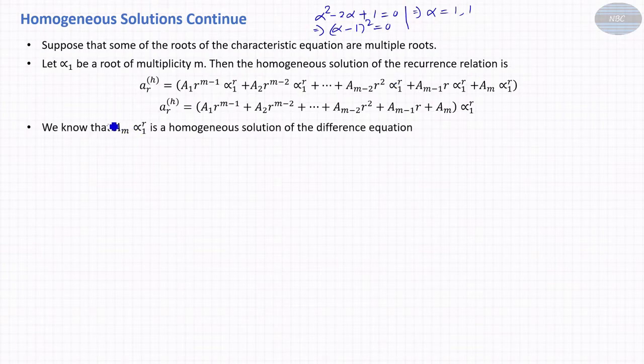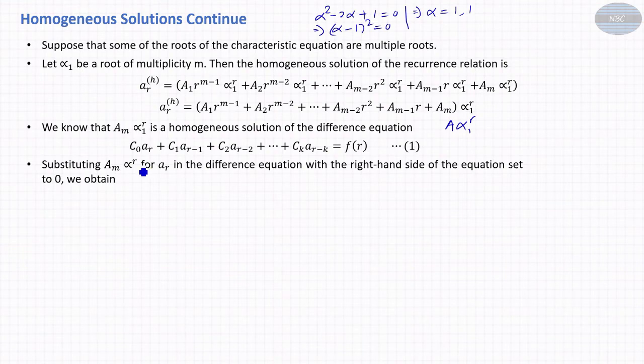We know that Am alpha 1 to the power r is a homogeneous solution of the difference equation. In the previous lecture, for this difference equation, where we set the right hand side equal to 0, we studied that the homogeneous solution is A alpha 1 to the power r. Instead of A we can write another constant, that is Am. Since A is a constant, we can write any constant, so we have taken Am here.